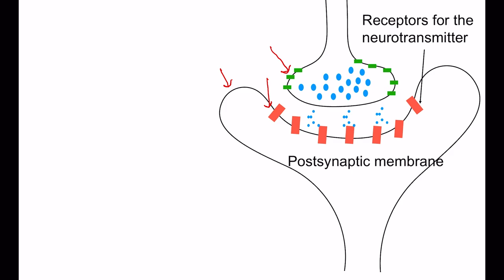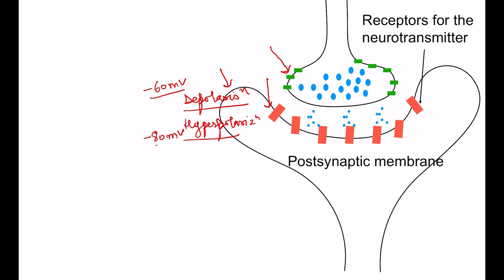So the signal travels from the presynaptic neuron to the postsynaptic neuron, and because of this, there is a change in potential on the postsynaptic membrane, and this change in potential can be either depolarization. Depolarization is basically change in potential towards the positive side or towards less negative, right? Or there can be hyperpolarization as well. Hyperpolarization is change in potential towards the more negative side. So if RMP is minus 70 millivolt, change in potential towards minus 60 millivolt is depolarization, and change in potential towards minus 80 millivolt is hyperpolarization.